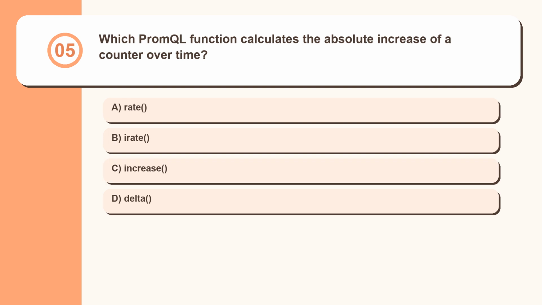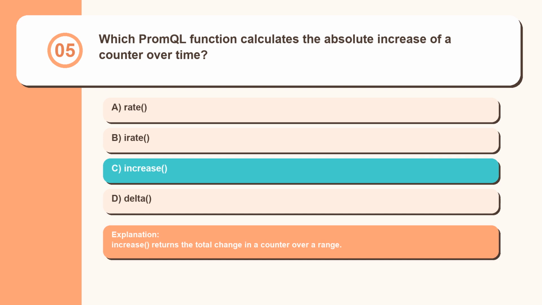Question 5. Which PromQL function calculates the absolute increase of a counter over time? Rate, irate, increase, delta. Increase returns the total change in a counter over a range.